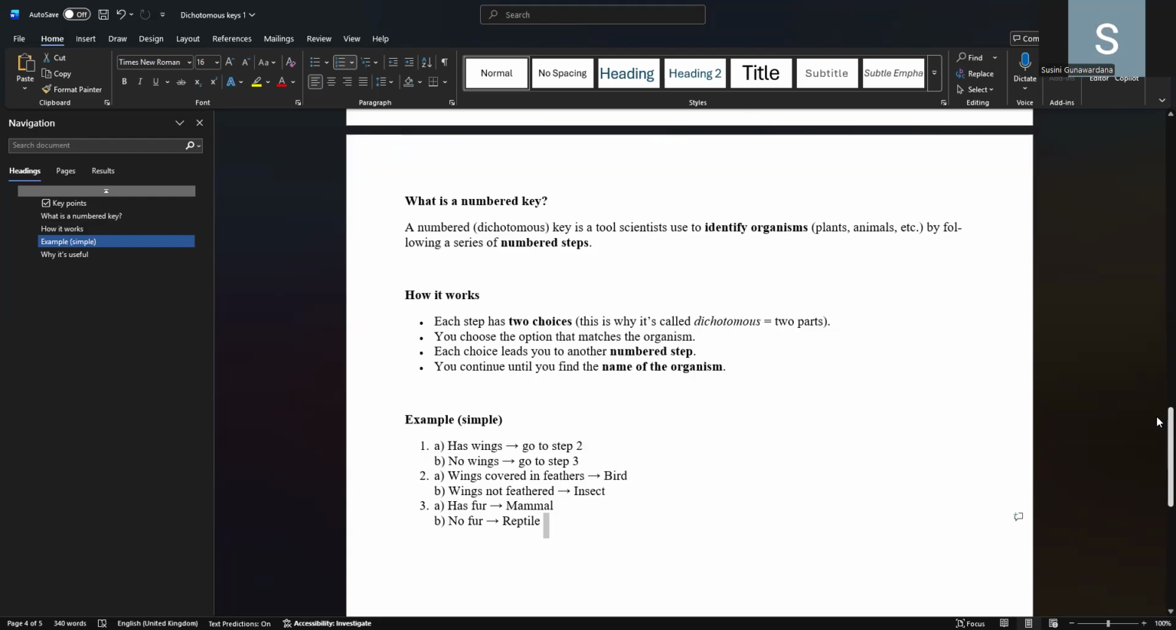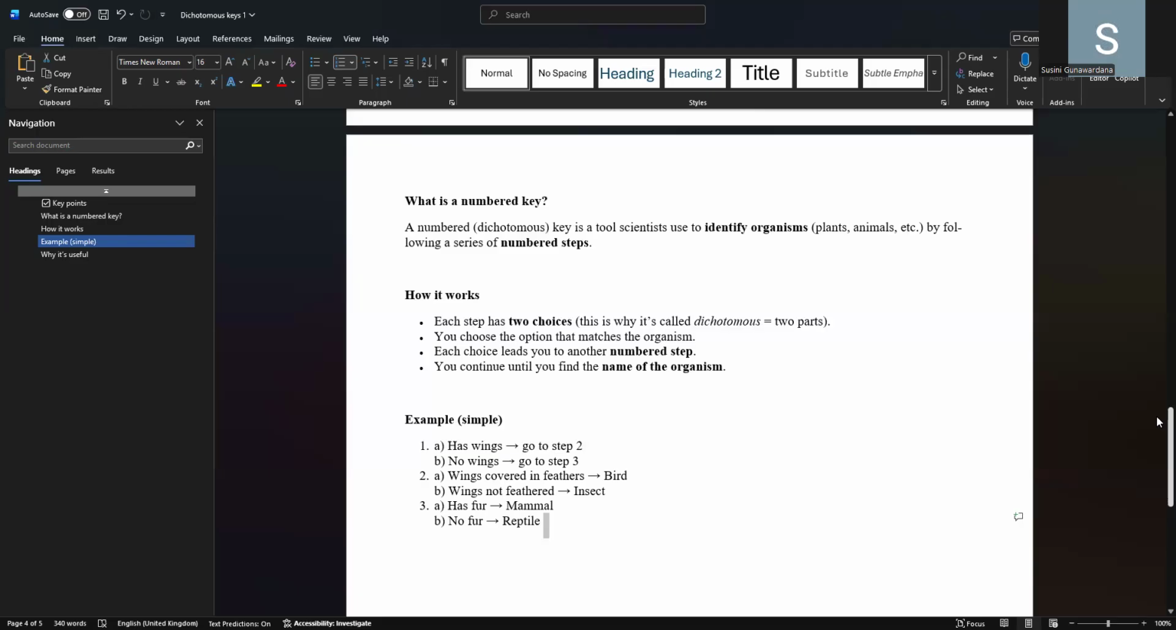A numbered key is also a kind of dichotomous key. The same thing will be happening in that case also. We are classifying and identifying organisms, basically an animal or a plant. We'll see how it works. Each step has two choices. This is why it's called dichotomous, and you choose the option that matches the organism.